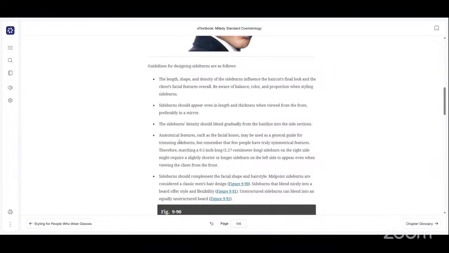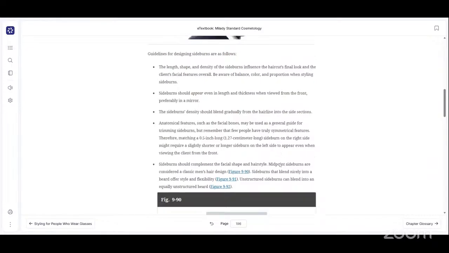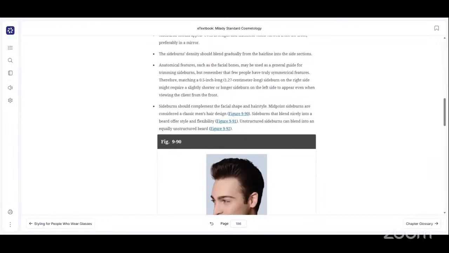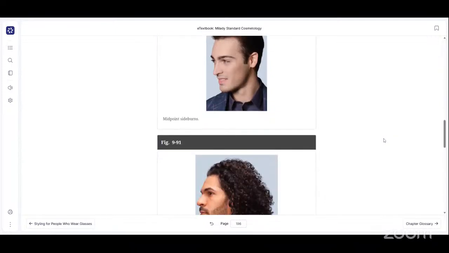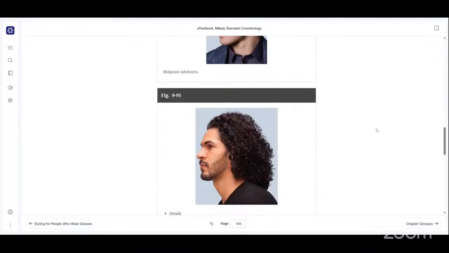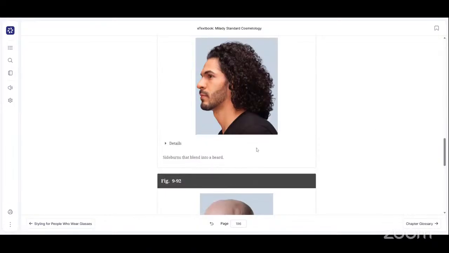Okay. Features. So now you're looking at the features that you're born with on the face, whether they're symmetric or asymmetric. These features help determine what type of sideburns you're going to do. And sideburns should complement the facial shape. So based on the facial shape, there should be something that is always in place. These are midpoint sideburns.